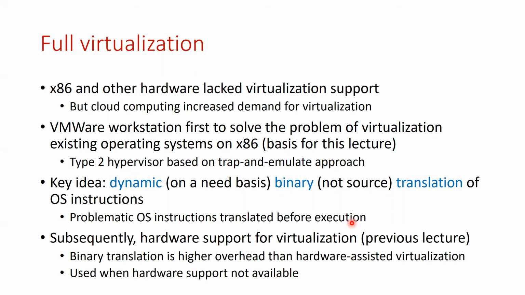Of course, if your hardware supports VMX mode, like we've seen in the previous lecture, you can do hardware assisted virtualization. That is better, because binary translation incurs some overhead as compared to natively running the OS in hardware assisted virtualization mode. But if the hardware support is not available, that is when this idea was developed. In such cases, full virtualization is beneficial.